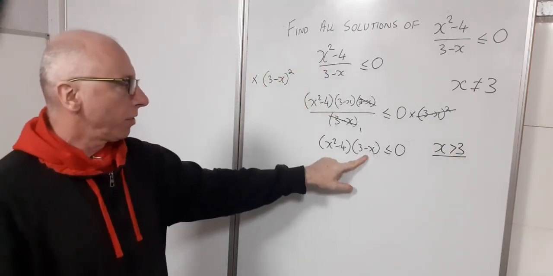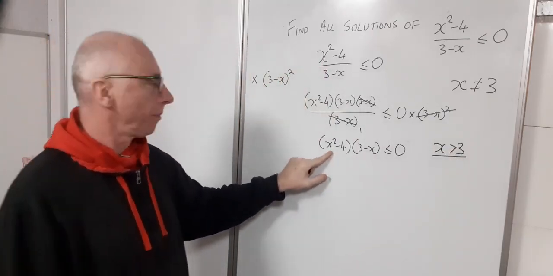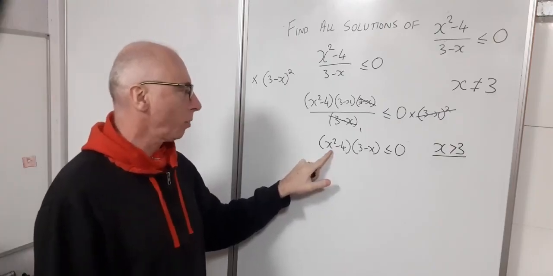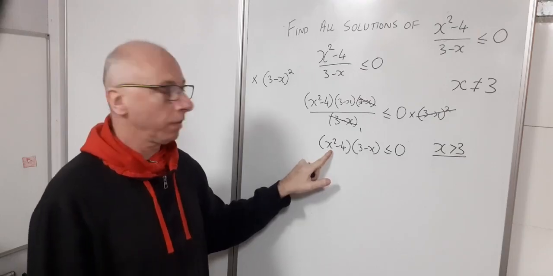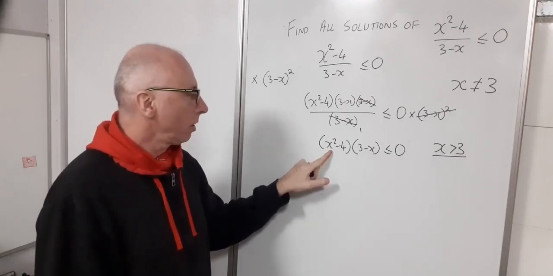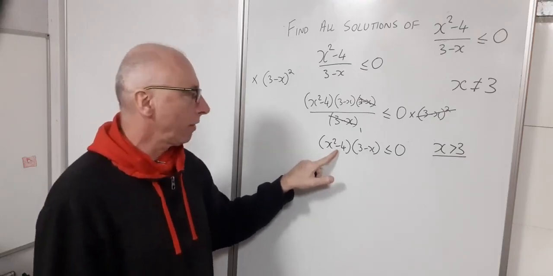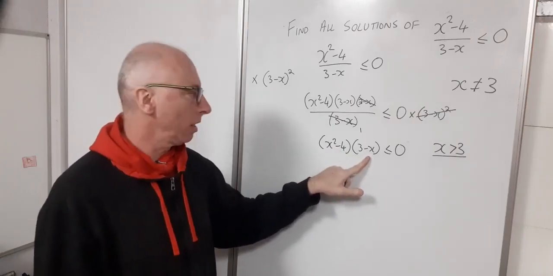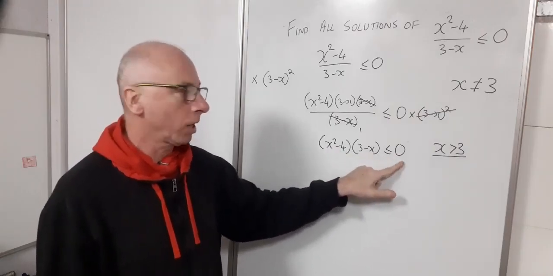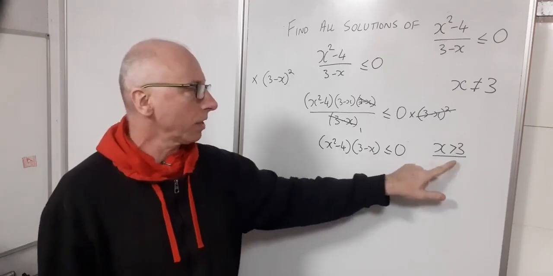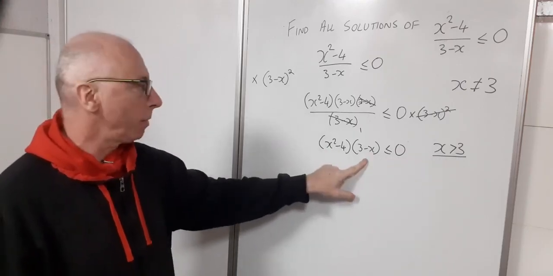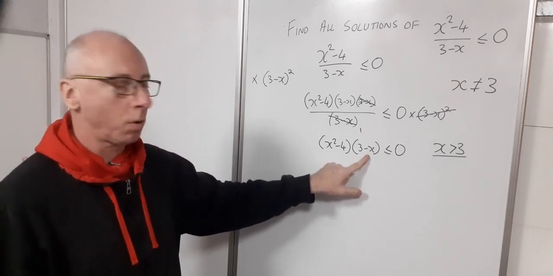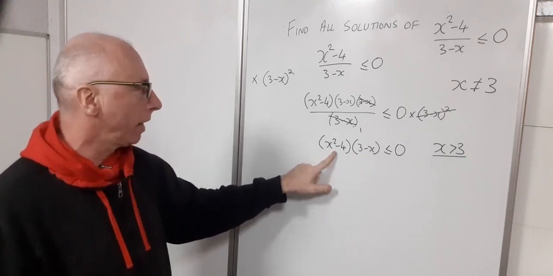If x is greater than 3, what happens here? Well, here my x squared, anything greater than 2 will make a value that's positive. So if I put a 3 in there, I'm going to have a positive number times a negative number. So that would make my inequality good. So if x is greater than 3, this is definitely a part of my solution set with regard to this one anyway. Now what about here?